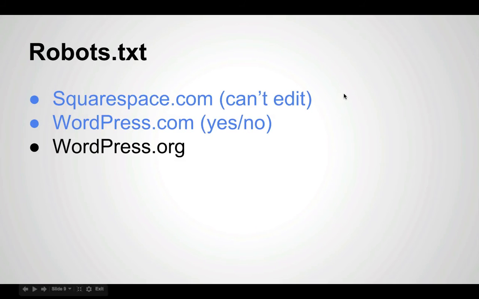So yes or no. And WordPress.org, being super flexible and robust, actually allows you to modify your robots.txt file as you see fit. Sure thing, you need to be absolutely sure what you're doing, because if you modify the file improperly, your site can just become invisible to Google or any other search engine.